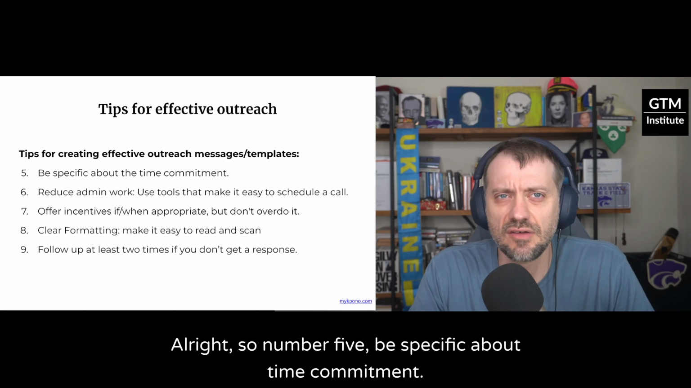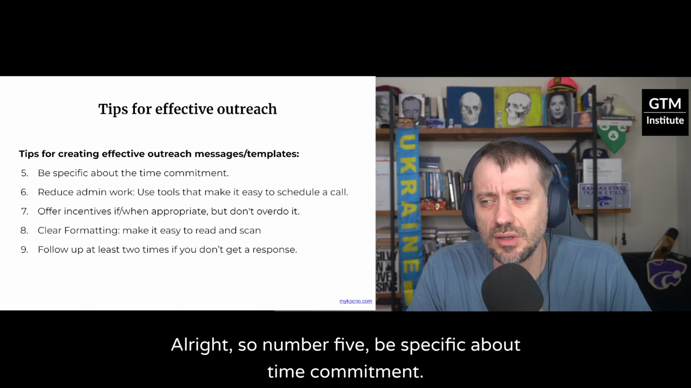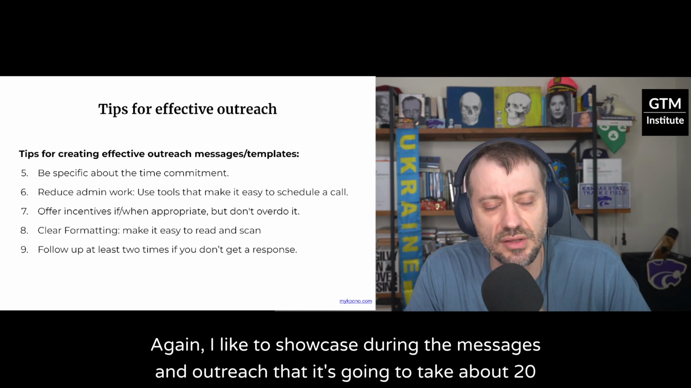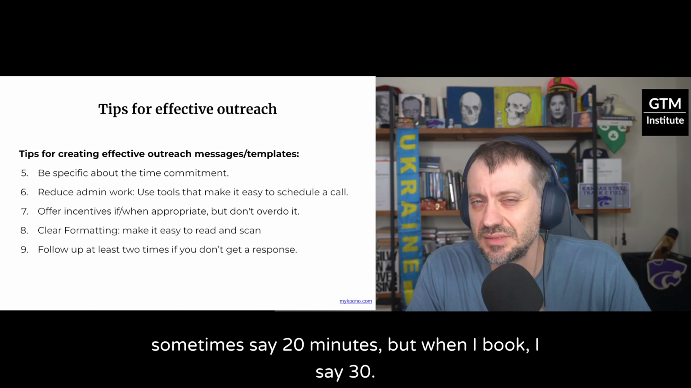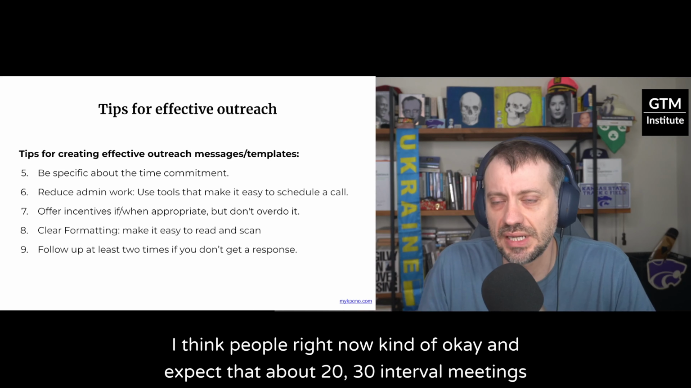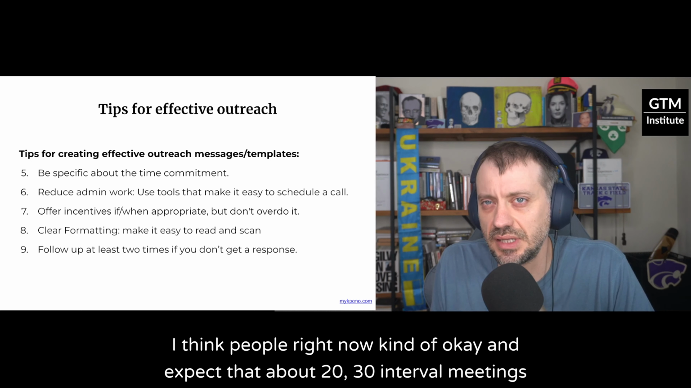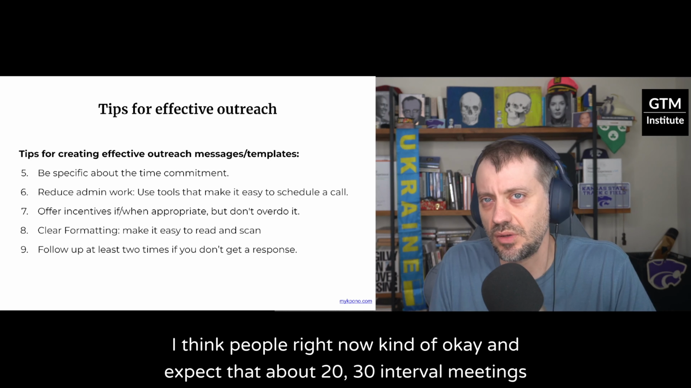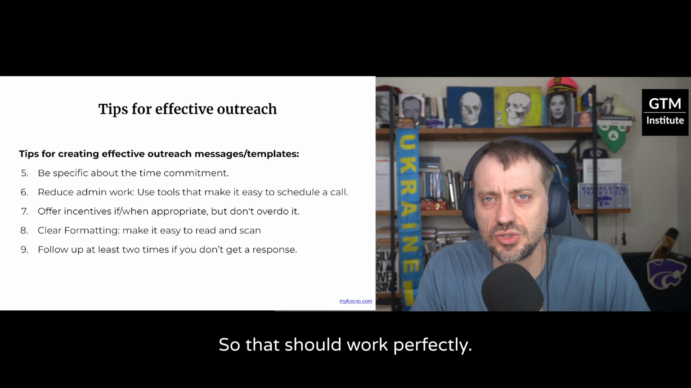All right, so number 5, be specific about time commitment. Again, I like to showcase during the messages and outreach that it's going to take about 20 minutes. I sometimes say 20 minutes, but when I book, I say 30. I think people right now are kind of okay with and expect that 20-30 minute interval for meeting invites. So that should work perfectly.